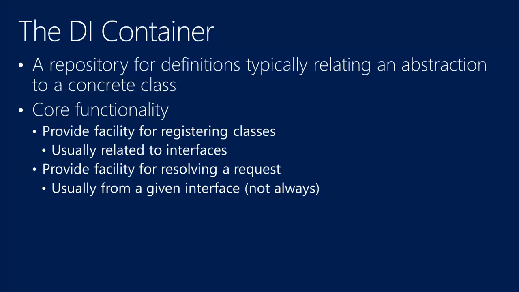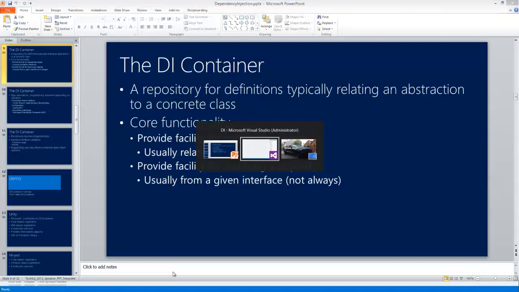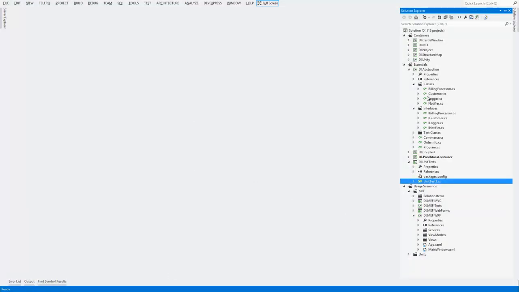iBillingProcessor to the BillingProcessor class. iNotifier to the Notifier class. iLogger to the Logger class. And iCustomer to the Customer class, right? Those are the 4 associations I can think of. In using a DI container, I would perform these registrations up front, and then I would write my code exactly the way that I just showed you. Because I showed you how to write code in a decoupled fashion.